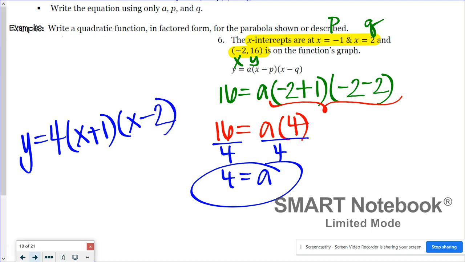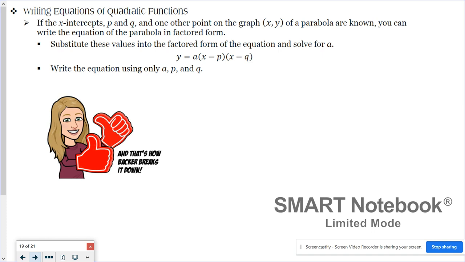So one way of writing a quadratic function is in factored form. This makes sense if you have the x-intercepts. Then factored form makes perfect sense. Simply substitute your x-intercepts and the x and y values of one other point into your factored form. Solve for a, write your function, and that's how Backer breaks it down.